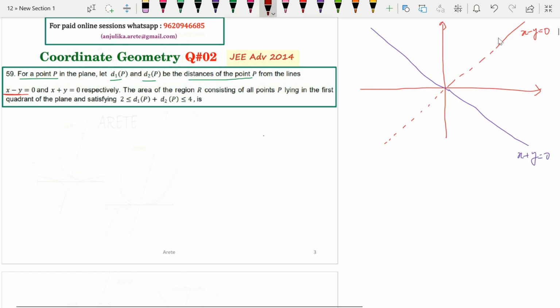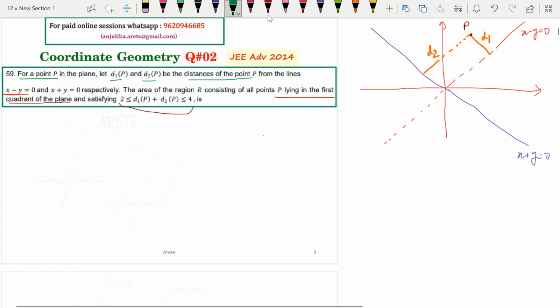That is X plus Y is equal to 0. Now they are looking for a point P. Let's say my point P is somewhere here. They are saying D1 and D2 are the distances. The distance from the first line they are calling D1, and the distance from the second line they are calling D2. What next? The area of the region R consisting of all points P lying in the first quadrant of the plane satisfying this condition.